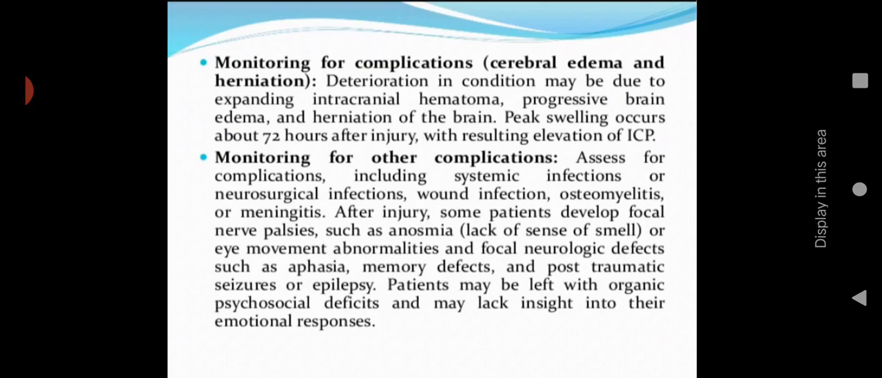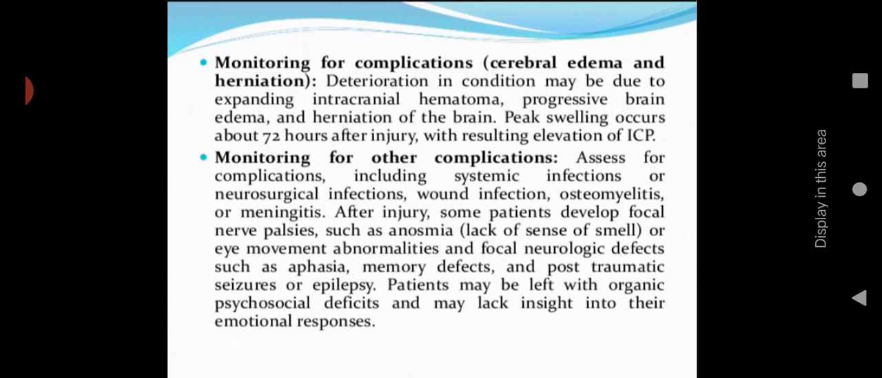So after the head injury, if the patient still has increased intracranial pressure, then there is a chance of epilepsy or seizure. So we have to always monitor for the chance of epilepsy and seizure, because if epilepsy or seizure occurs, it can lead to further injury to the brain. Patient may be left with organic psychosocial deficit and may lack insight into their emotional response.